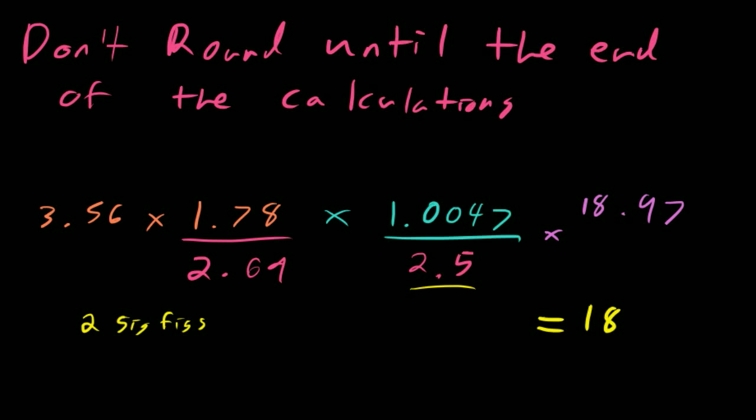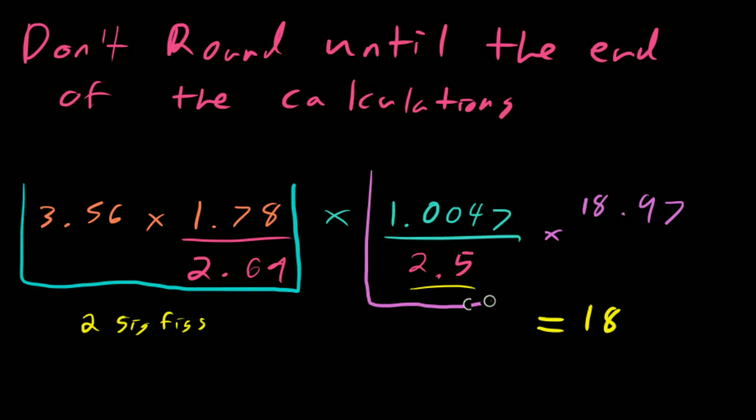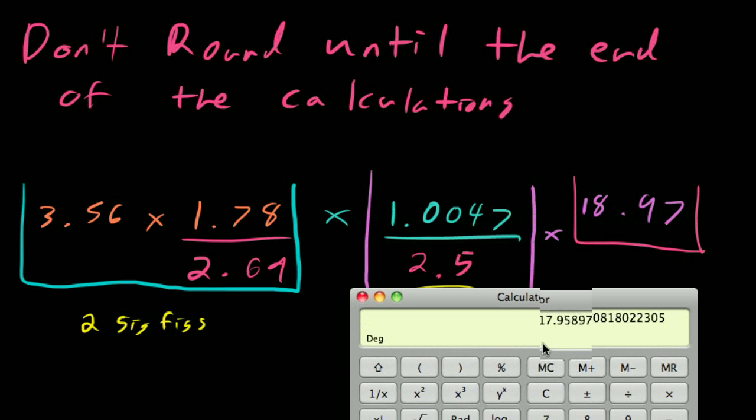Let's say, though, I started rounding. Let's say I did this much of the calculation, and then I rounded there. And then, let's say after I rounded, I did this much of the calculation, and I rounded again, and then I did the final part of the calculation, and then I rounded another time. Let's see what that would look like. So I've got the calculator.